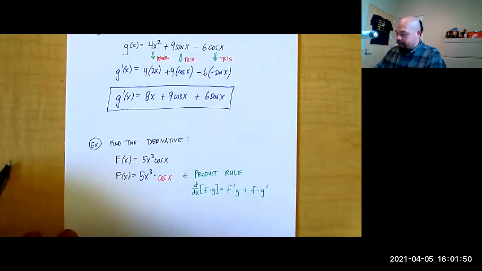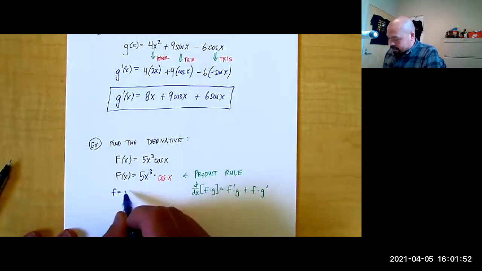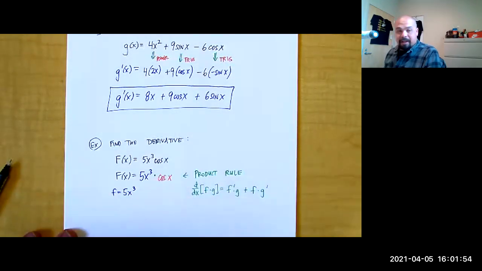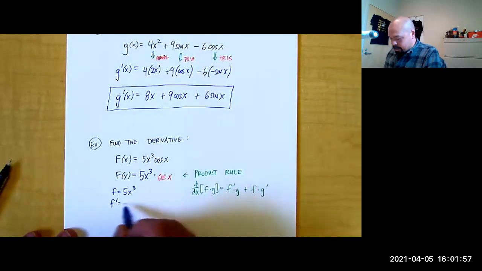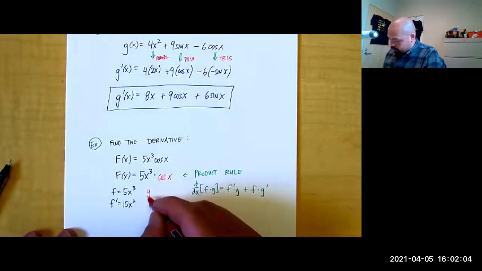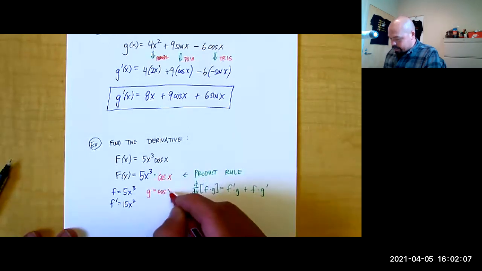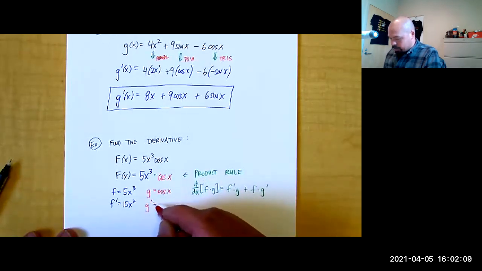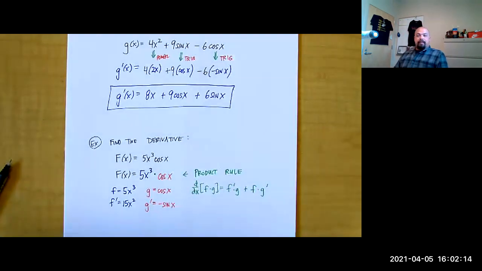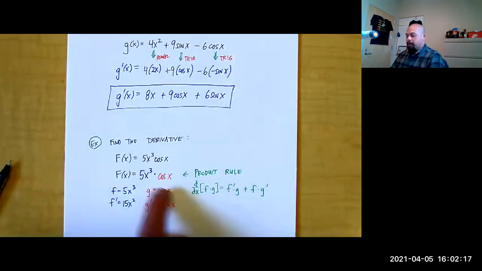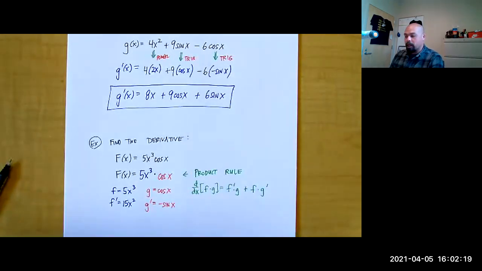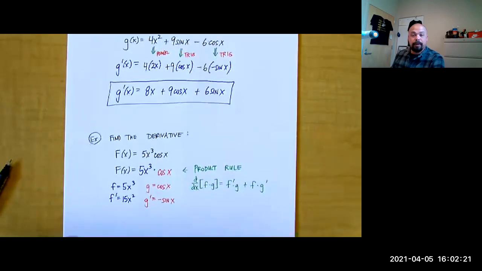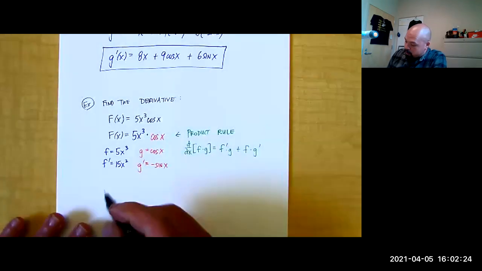So with my function over here, my first function, lowercase f, 5x cubed, its derivative, power rule, right? 3 times 5, 15, x squared. G, my second function, the cosine of x, its derivative, which we just glanced over that derivation, negative sine of x. So there's my components I'm going to need. And again, another tip for organizing, write out what components we need.